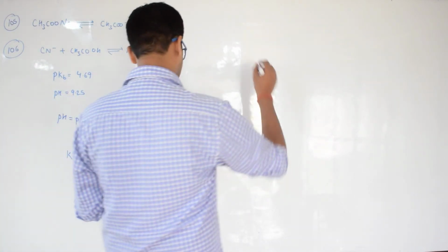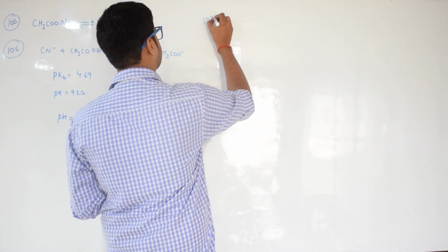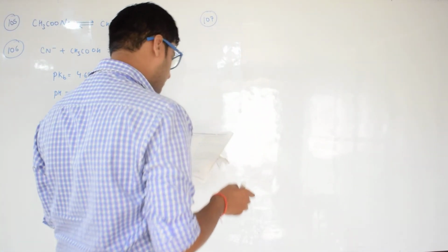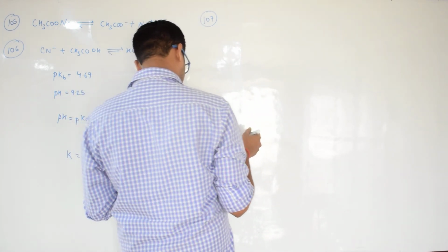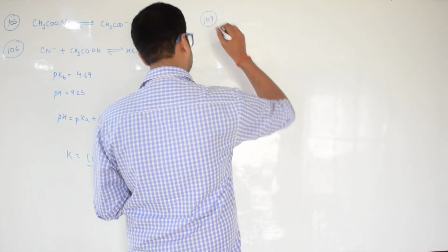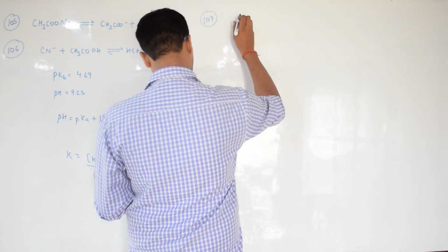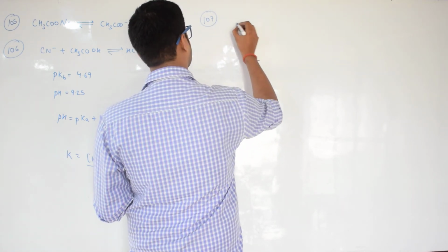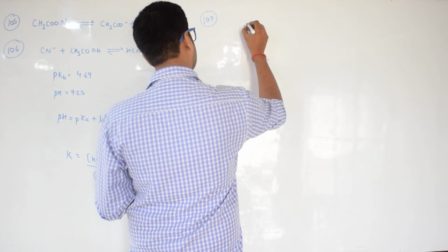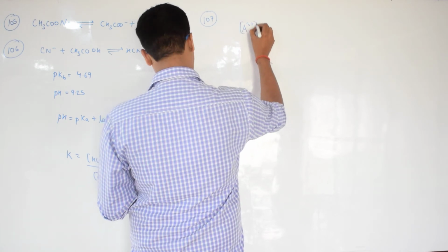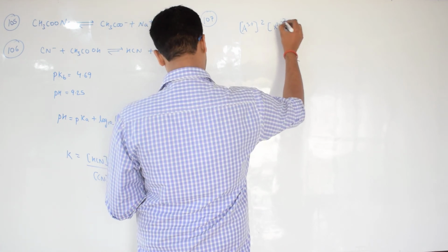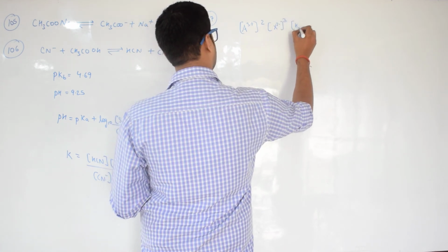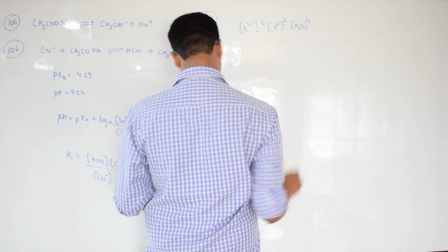Next is question number 107. Solubility product of A2X3.4H2O would be equal to A 3 plus square, X 2 minus whole cube, H2O raised to the power 4.